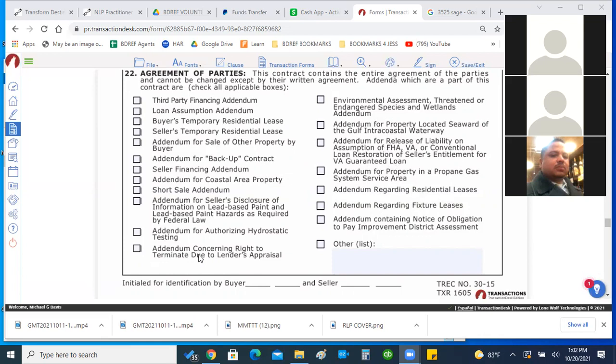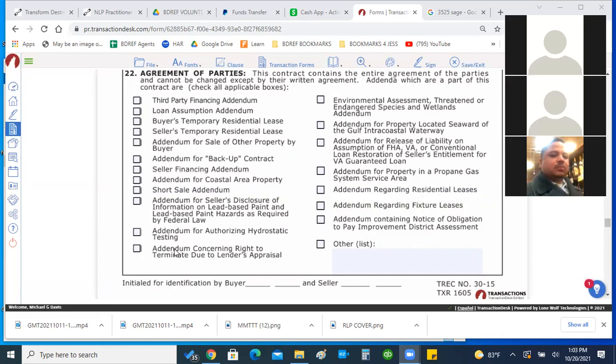Here it is. So now this was that addendum that I was talking about that you need if it's not an FHA loan. If it's a conventional loan, then you need this addendum concerning right to terminate due to lender's appraisal, if you're going to be able to terminate if the condominium doesn't appraise. So for instance, if we have it under contract for $200,000, we do the appraisal and you're using a conventional loan and it appraises at $180,000.